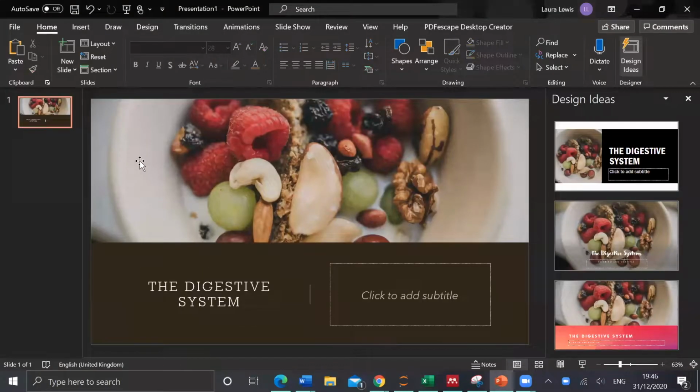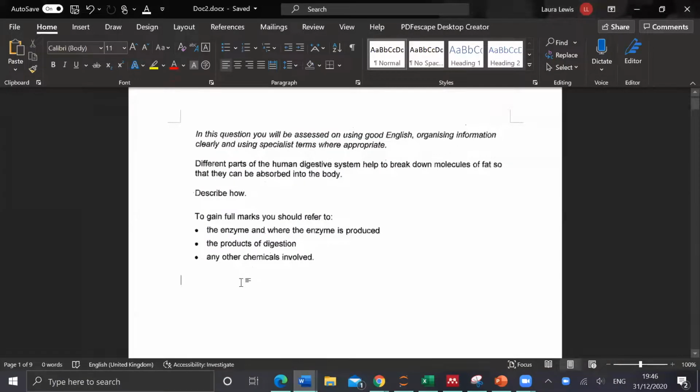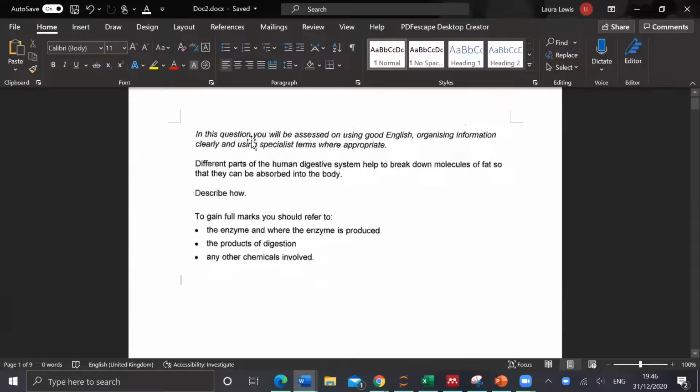This class is about 6-mark questions and how to answer them on the digestive system. So we'll start looking at some of the questions. I'm sharing my screen. With 6-mark questions, you have to read really carefully to know what is being asked. It's really common for people to misread the question. So let's read it carefully.